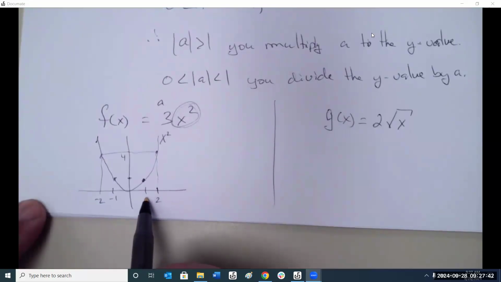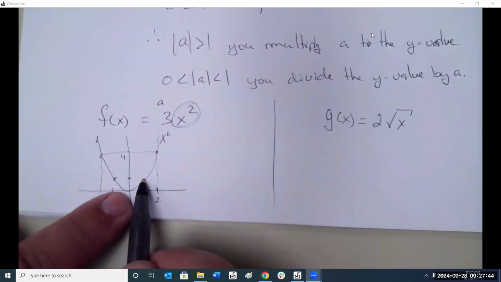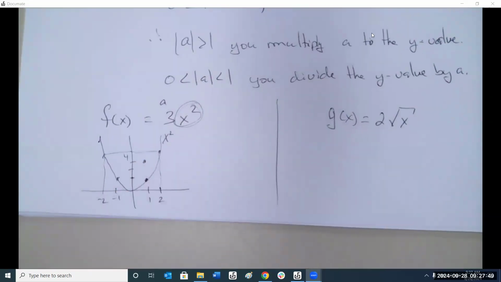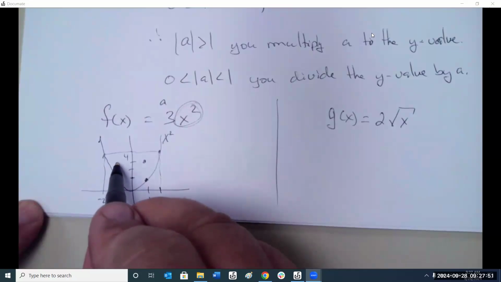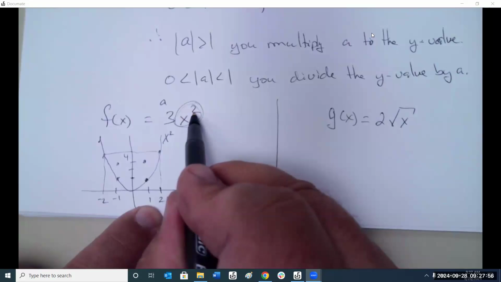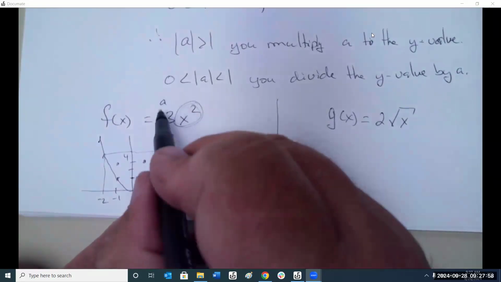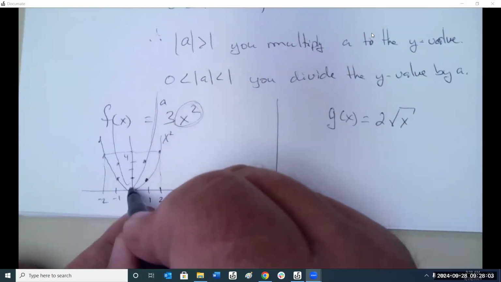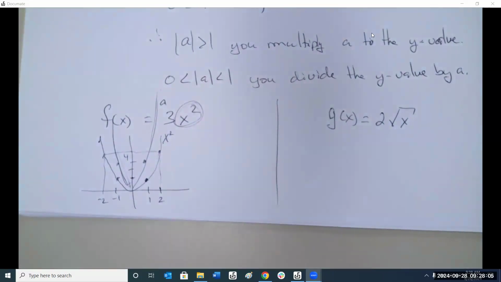So in this first one, when x is 1, I get 1. Times 3, I get 3. When x is 2, 2 squared is 4. 4 times 3 is 12. So it goes all the way up to 12. So it gets taller. It stretches it. It looks like the compression, doesn't it? It basically has the same result.